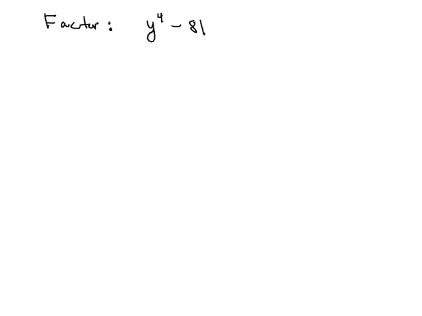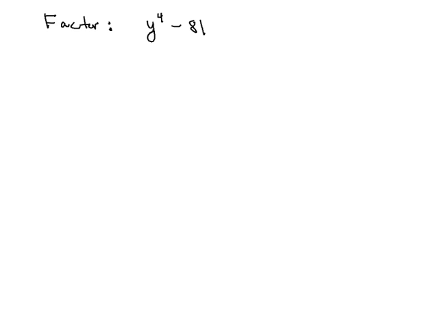Now, because it's the difference of two terms, the only options we have for factoring here would be either the difference of two squares or the difference of two cubes. I think you'll agree with me that neither of the terms would be considered perfect cubes, so the only option we have would be to tackle this as the difference of two squares.